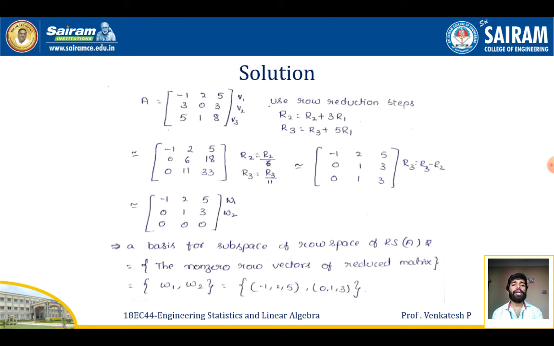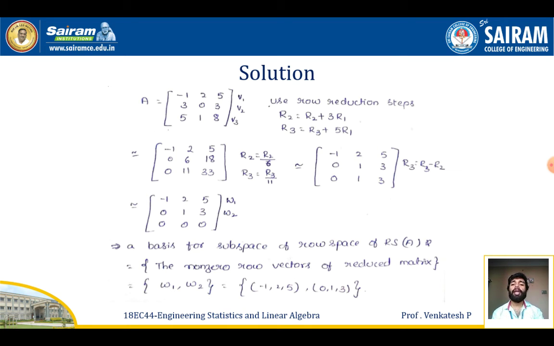So use the row reduction steps to get the echelon form again. After doing all the transformations, I'll be getting minus 2, 2, minus 1, 2, 5, 0, 6, 18, 0, 11, 33 with these operations. So now with this operation, I'll be getting the matrix like minus 1, 2, 5, 0, 1, 3, 0, 1, 3. So I can easily make this complete row as 0 with this operation, that is R3 equal to R3 minus R2. So I got the matrix like minus 1, 2, 5, 0, 1, 3, 0, 0, 0.